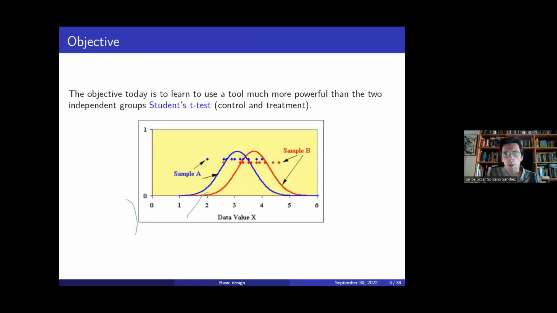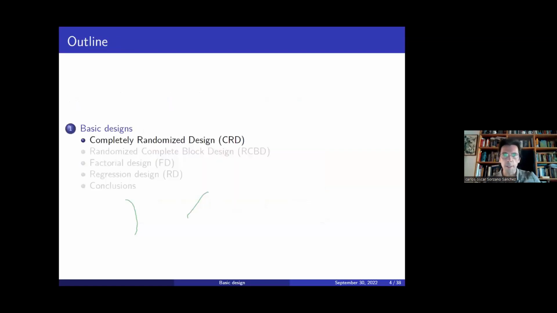So what we'll try to see today is to learn a tool that is much more powerful than the 2 independent groups Student test, which is fine. It solves a lot of problems, but it is not the only tool. And the other tools will give you a lot of insight into your problem. So let's start with the completely randomized design.